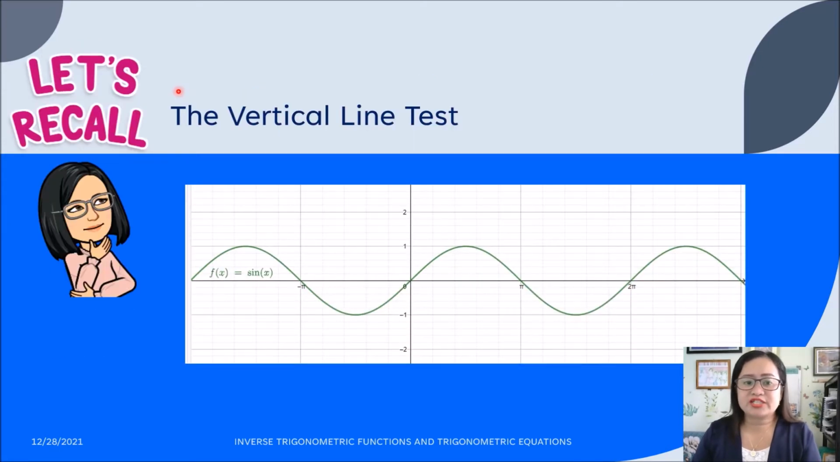A correspondence can also be illustrated using a graph. Now, to know whether a correspondence is a function or not, we can use the vertical line test. That is, by drawing a vertical line over the graph. Now, what if we draw a vertical line over this portion? If the intersection of the graph and the vertical line is at exactly one point, then we can conclude that the given correspondence is a function.